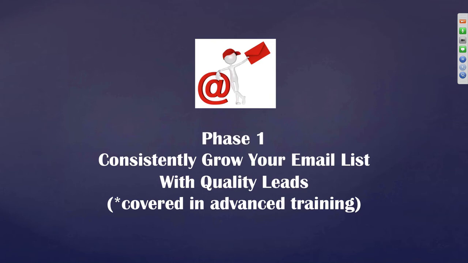Phase 1 is consistently growing your email list with quality leads. Now, that is going to be covered in the advanced training, but I want you to understand what that means. Quality leads are the people that you have identified as your ideal client.